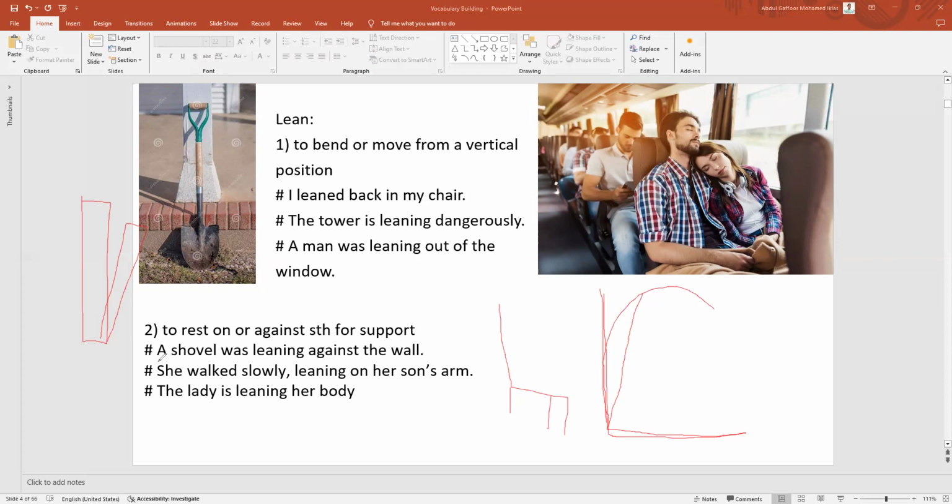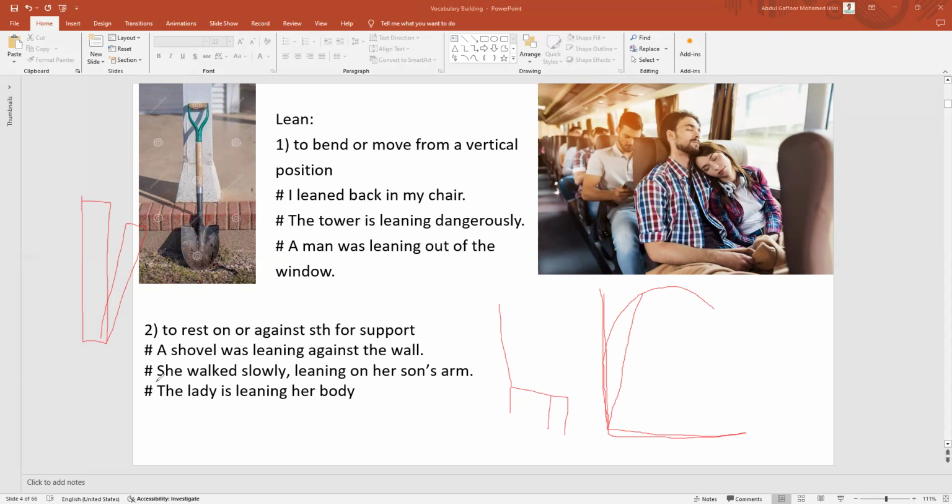Now, by looking at the example, we can easily understand the meaning of that word. A shovel was leaning against the wall. You can see this picture. A shovel is leaning against the pillar here, right? This is not a wall, this is a pillar. Now we have supported the shovel on the pillar. So we can say a shovel was leaning against the wall.